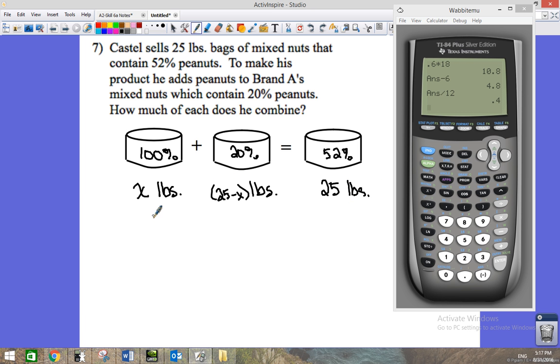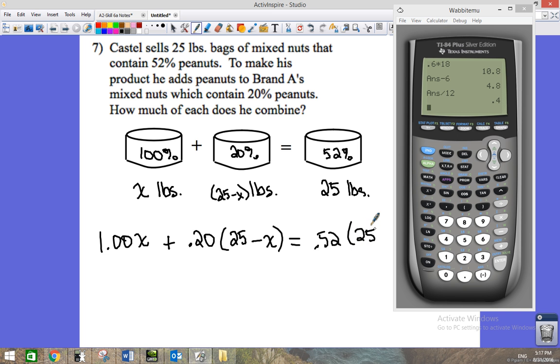For the equation that we want to solve, we want to take the concentration times the weight. 100% written as a decimal is just the number 1. 20% as a decimal is 0.2. I need parentheses around that. Everything inside here gets multiplied by the 0.2. And here I've got 52% of 25.